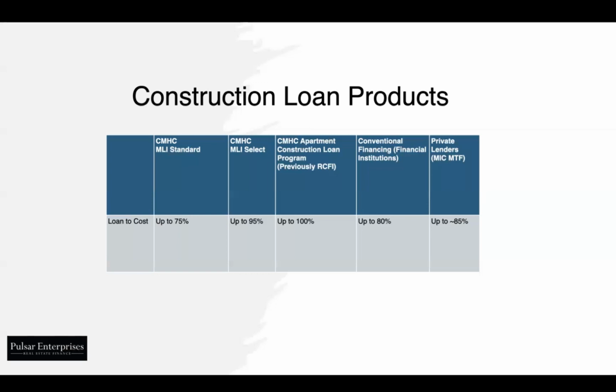The fourth option, conventional financing, means financial institutions are funding the loan using their capital, and for the construction part, usually they fund up to 80% of the cost. With the last option of private financing, the deals are usually funded by private lenders, usually mortgage investment corporations or mutual fund trusts, up to 85% of the cost.